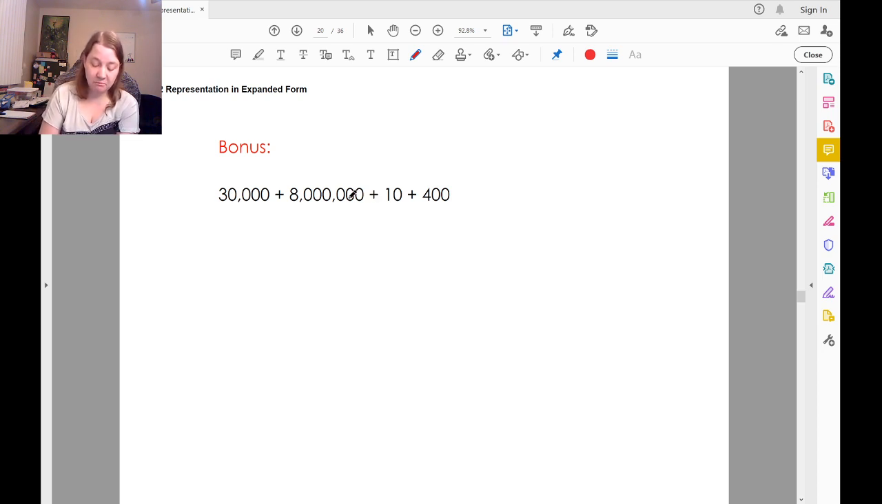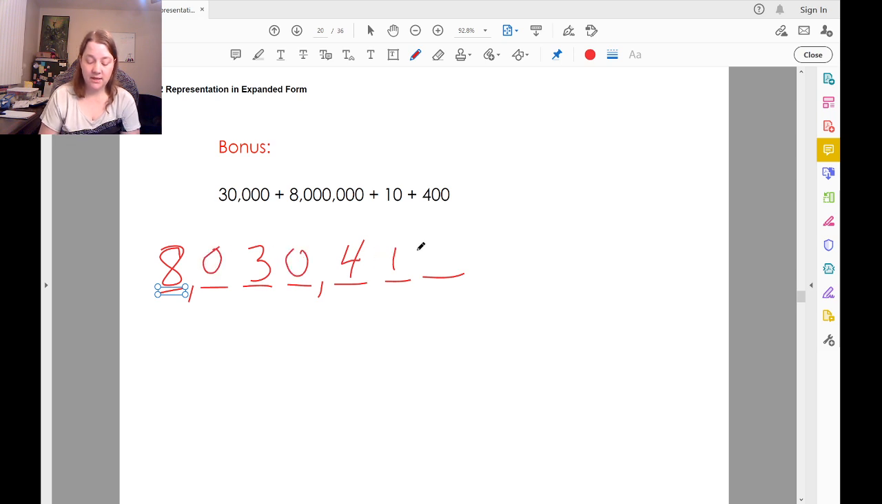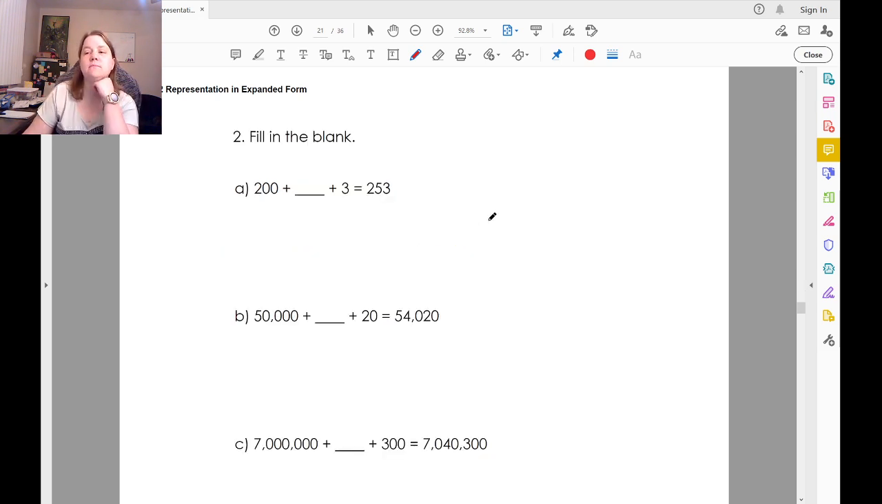I might even see that the biggest number has 7 digits. So I'm going to go 1, 2, 3, 4, 5, 6, 7. I'm going to put my commas in there. And I'm going to see 30,000. I would put that 1, 2, 3, 4, 5 numbers over. The 3 goes there. 8 million. Well, that's in the millions place, so I'm going to put the 8 there. 10. I know where to put the tens. And 400, that 4 is in the hundreds place. So I'm going to put a 4 there, fill everything else in with zeros.